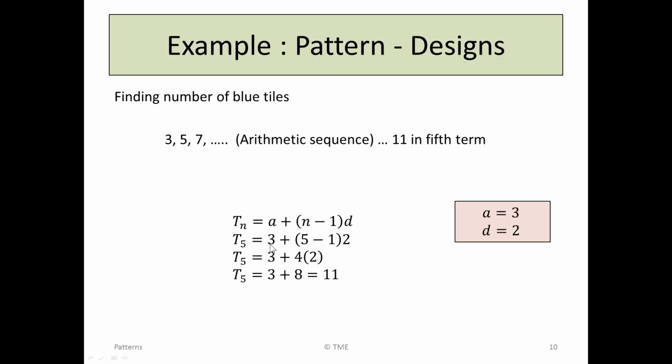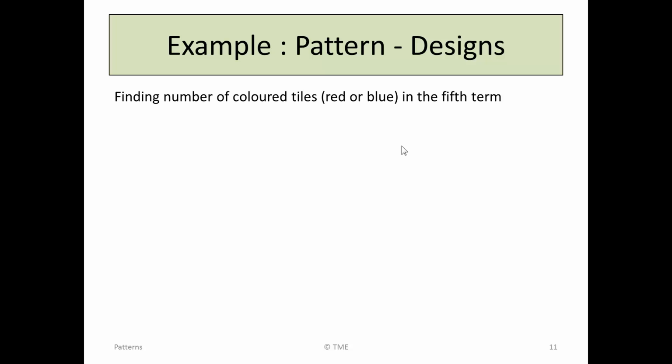But we know values for A and d, so substituting them now for T5, the fifth term, we get A is 3 and n is 5 minus 1 times d is 2. So 5 minus 1 is 4, so 4 times 2 is 8, 3 plus 8 is 11, and that's the fifth term. So there are 11 blue tiles in the fifth term of this pattern. We don't have to draw it, we can work that out.